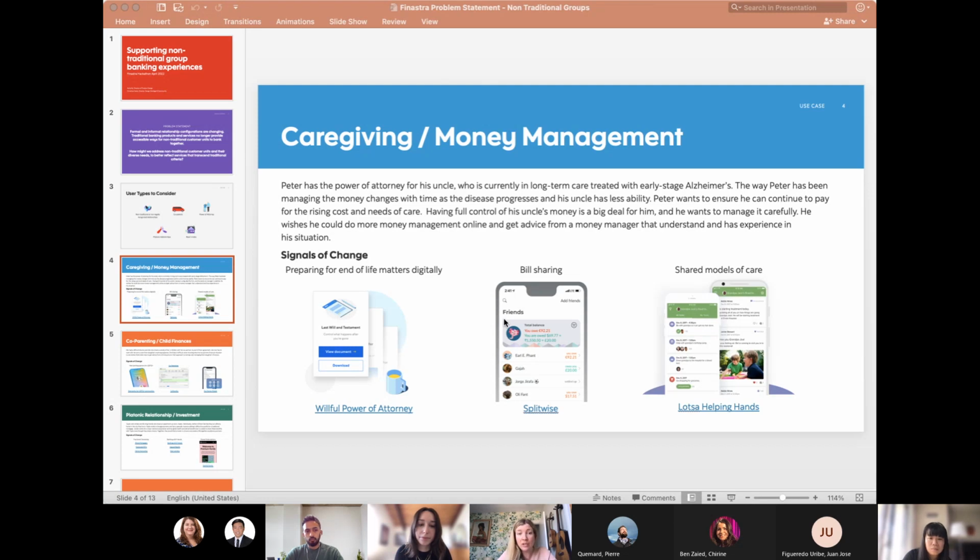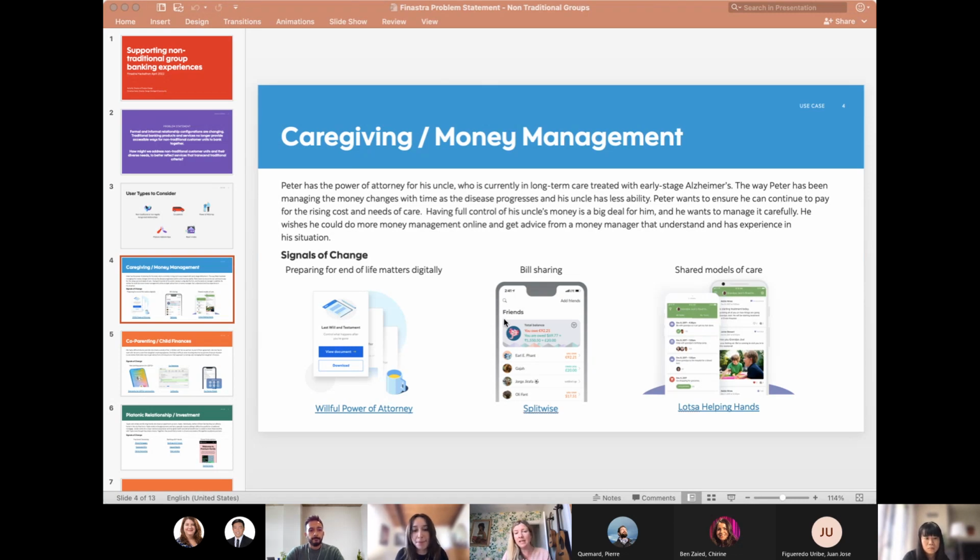So some of the things that we've been looking at here is preparing for end of life matters digitally. The bottom part here is just services that we've come across in the realm of this type of use case, and examples of ways that things are starting to pop up to meet some of the needs that are emerging for these users. So Willful power of attorney is online access to be able to create some of those binding legal resources that you would need in order to facilitate something like this for a loved one.